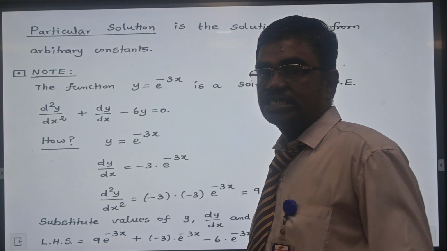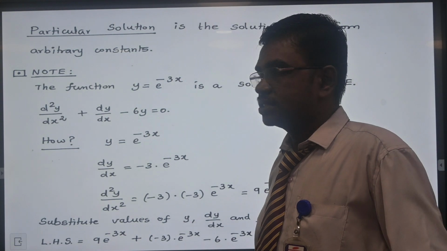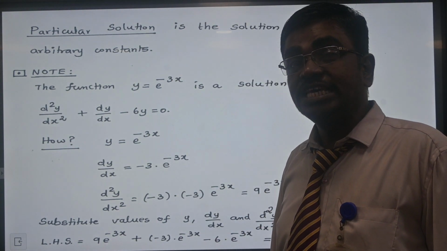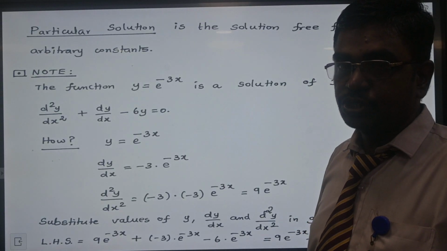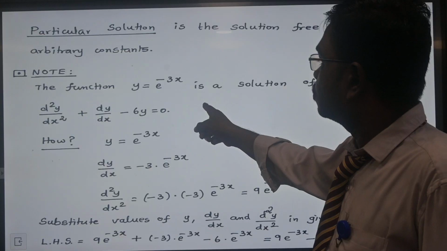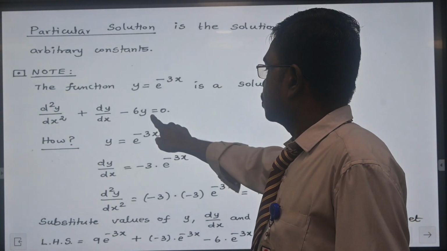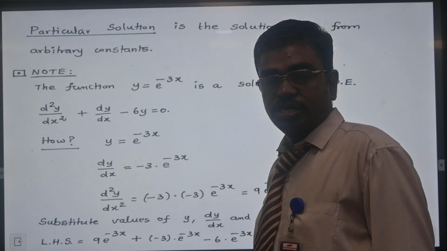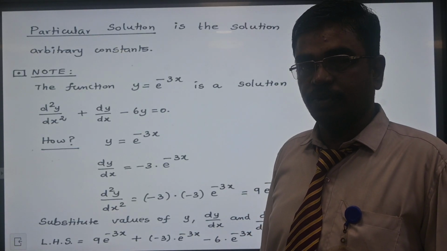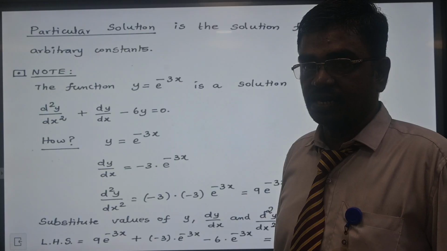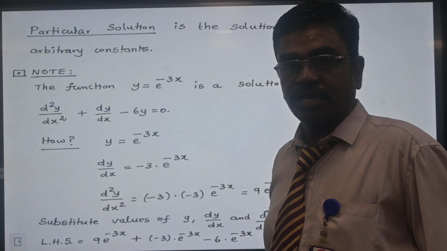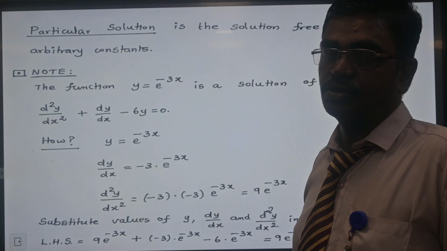y equal to C1 e power minus 3x plus C2 e power 2x. C1 and C2 are arbitrary constants, the general solution. Its general solution is y equal to C1 e power minus 3x plus C2 e power 2x. There are 2 arbitrary constants. How will we say? This is a second order derivative, so it contains 2 arbitrary constants.